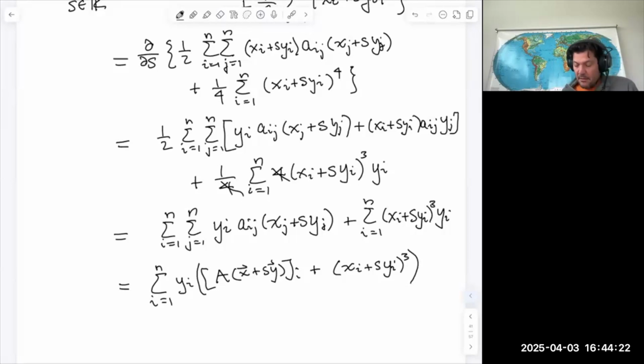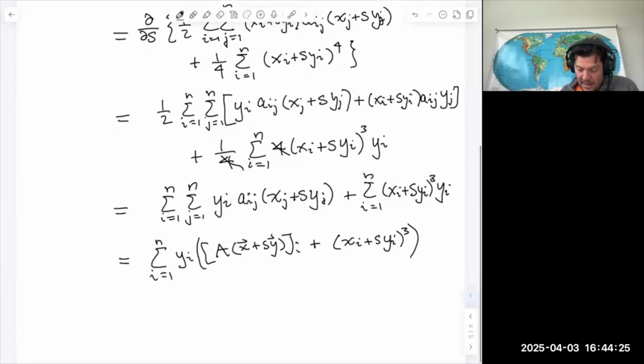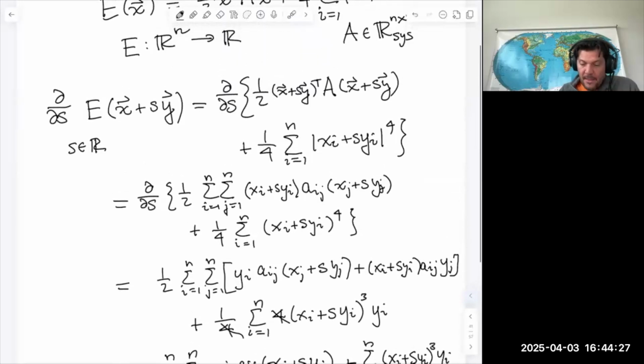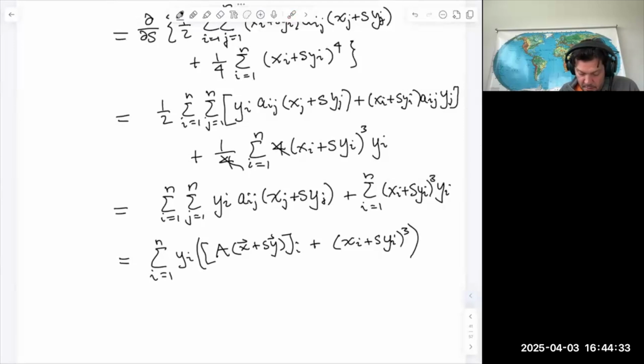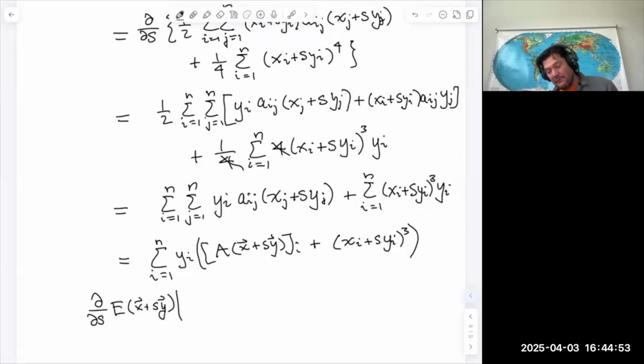Now, finally, to figure out what the derivative is in this case, all we have to do is set s equal to 0 in this calculation. So now let's set s to be equal to 0 in x plus sy. This is what's called the directional derivative calculation. But because this is Fréchet differentiable, its directional derivative always exists, and it tells us what the Fréchet derivative is. Okay, so s equals 0.